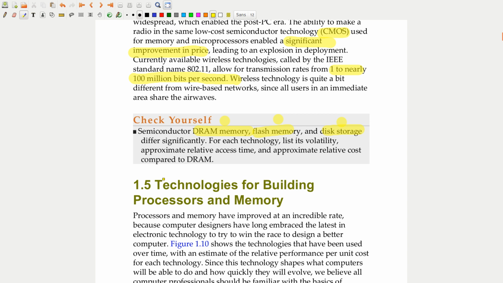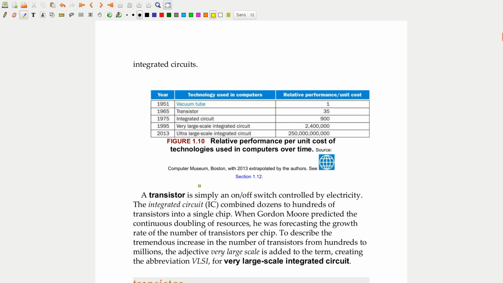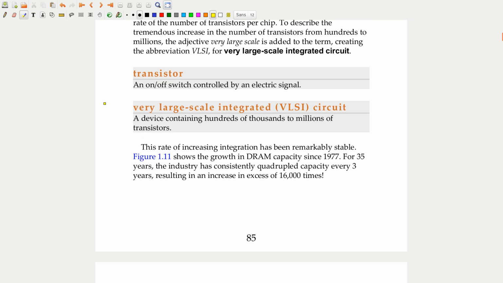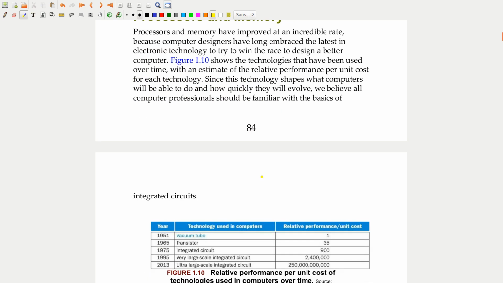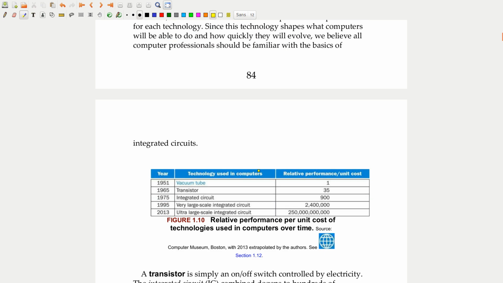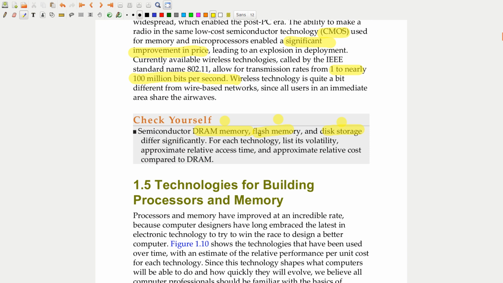So after a quick break, we're going to get back and talk about technologies for building processors and memory. We're going to talk about performance analysis, and a little bit about very large scale integration, VLSI, which is really just chip design. We've gone through 84 pages of this book so far, so I think we're making good progress.